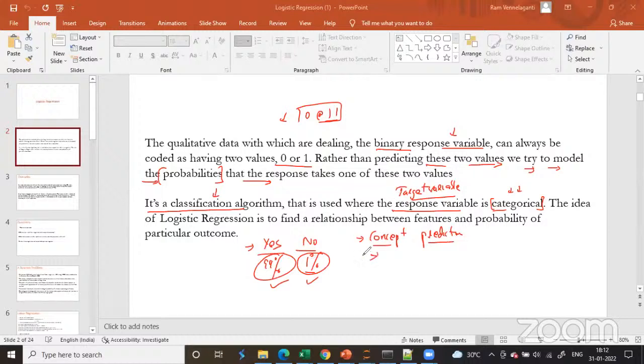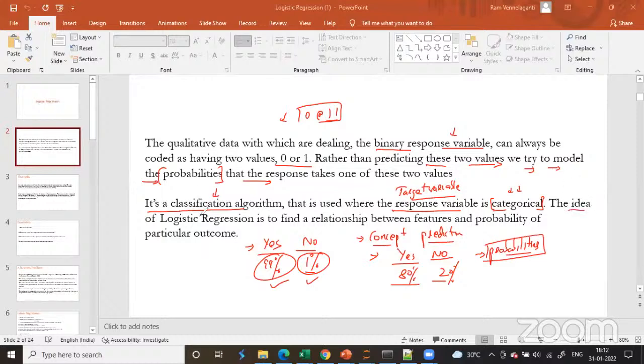What is the probability that the person is going to get diabetes in the future? Yes, there is an 80% chance. No, he is not going to get diabetes, there is a 20% chance. So we will be predicting our probabilities. That is an important concept we have to understand.